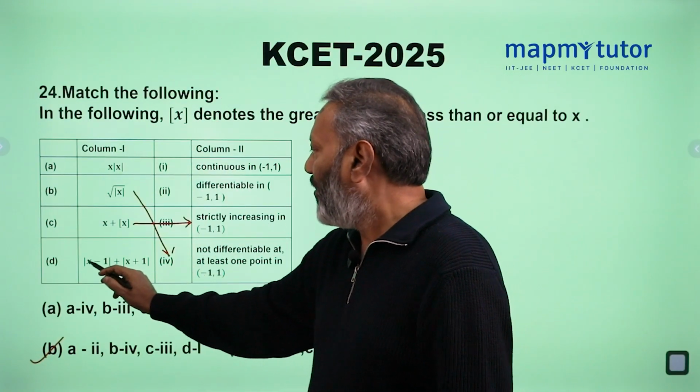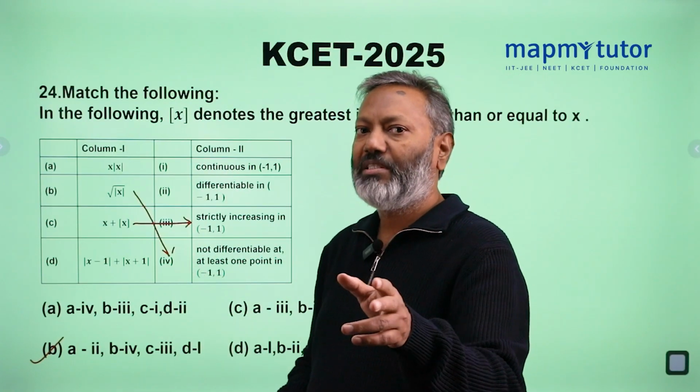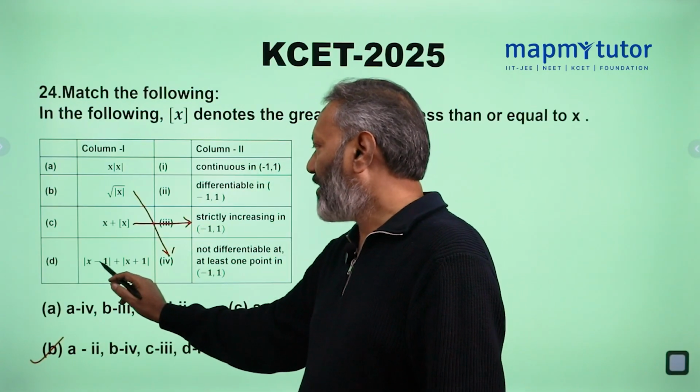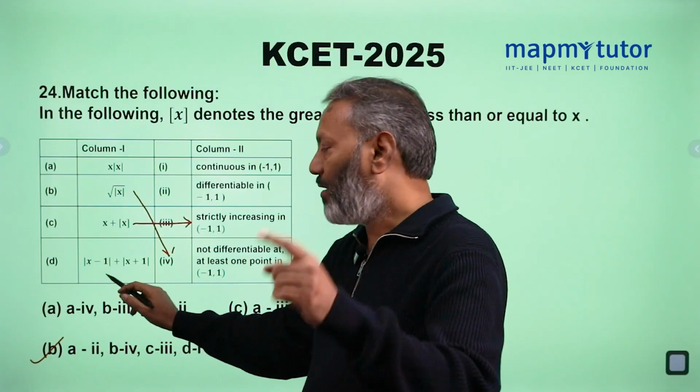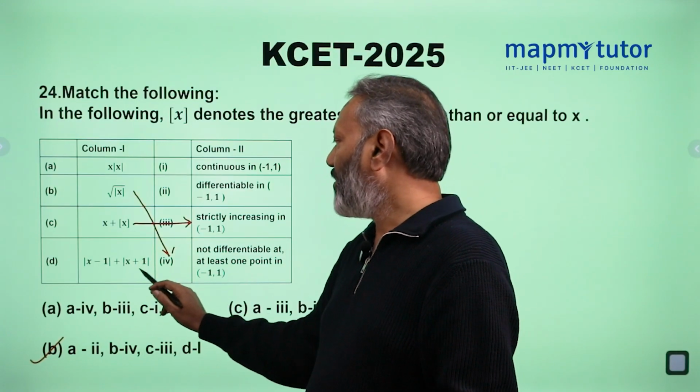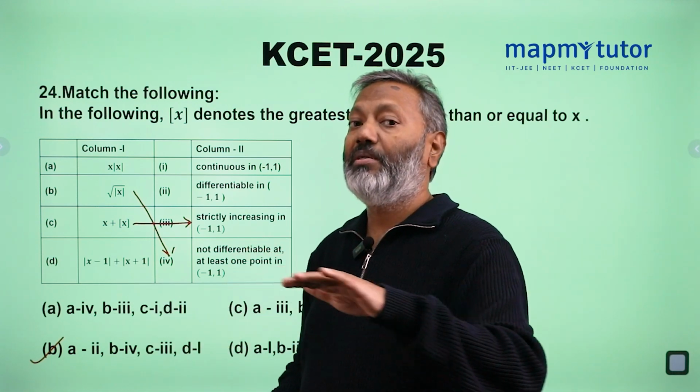First, D. We know any mod function is not differentiable at that particular point where that function is equal to 0. That means if x minus 1 is 0, what is x? 1. x plus 1 equal to 0? Minus 1. So, at -1 and +1, this is not differentiable anywhere.